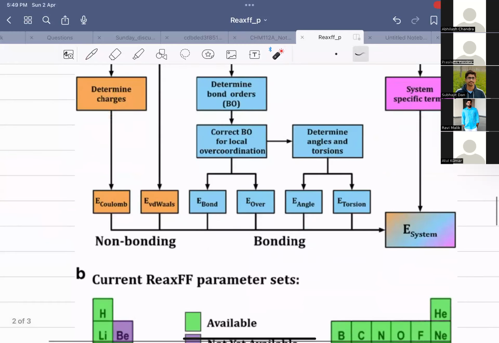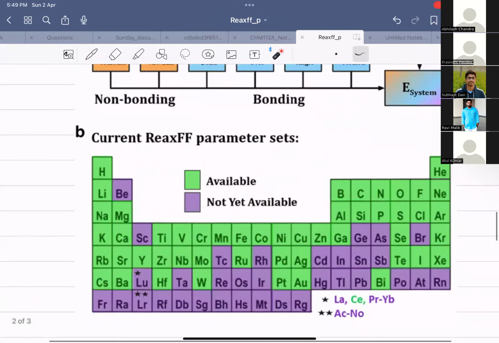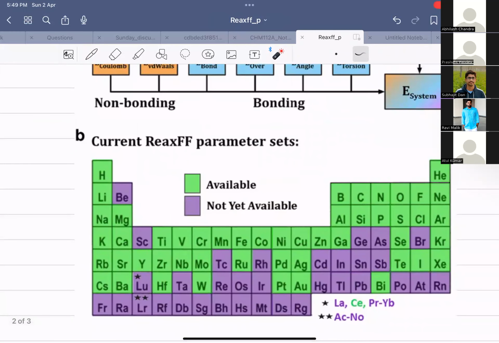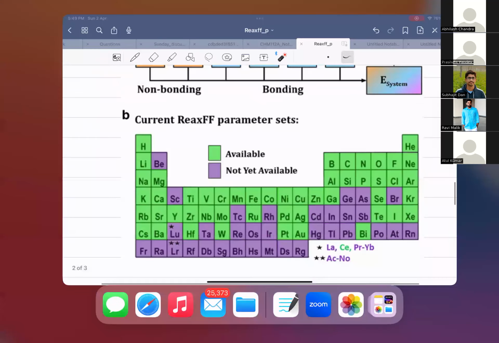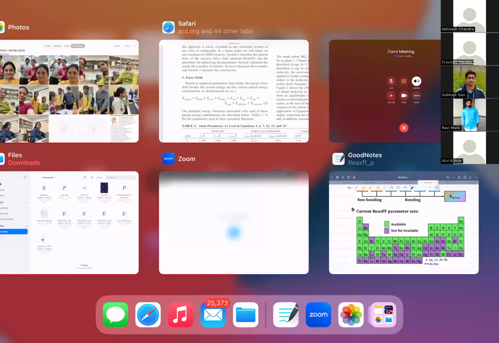Now here you can see, for all the green colored elements we have the reactive force field parameters, but for the violet colored elements, we still don't have any reactive force field parameters. Now I'm going to talk about what these bonding parameters are and how they are dependent.